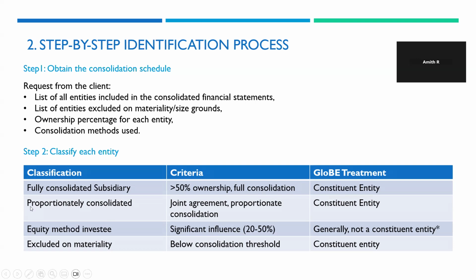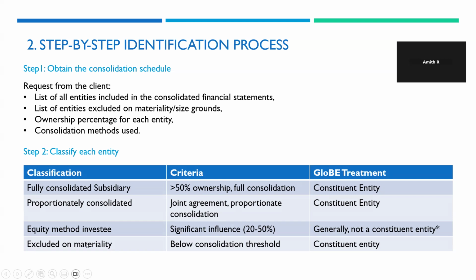Okay. If it is proportionately consolidated, you might know joint arrangements. They go for proportionate consolidation. Joint arrangements are also constituent. But if it is an equity method investment, you know what an equity method is and what significant influence is. These kinds of entities would also be available in the consolidated financial statements. It won't be line by line consolidation; rather it would be added into the consolidated FS using the equity method. Correct. These are not constituent.